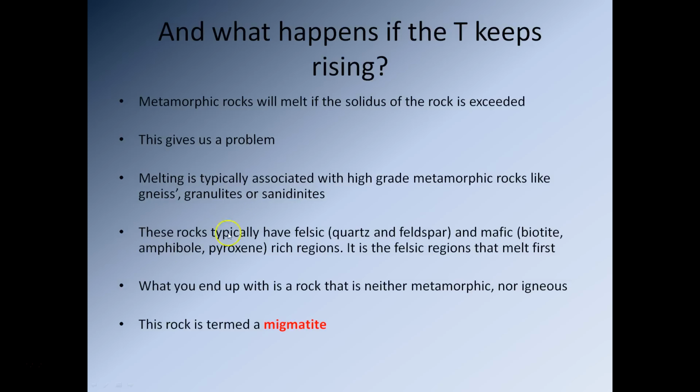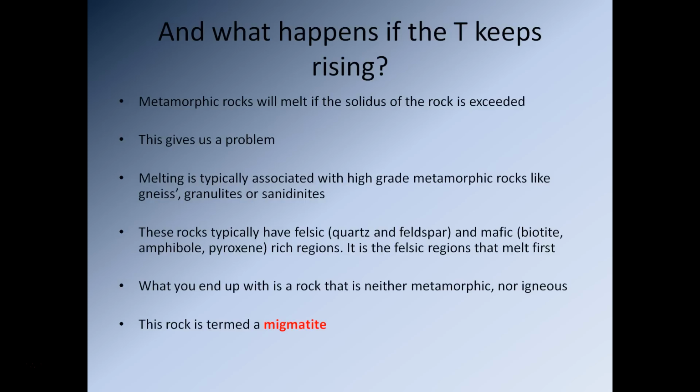These three types of rocks will typically have felsic regions, that's quartz and feldspar, and mafic-rich regions, that's amphibole and pyroxene, and the felsic regions will begin to melt first. So the minerals here, quartz and feldspar, have the lowest melting point, so when the temperature gets high enough, they will begin to melt first. And so what you end up with is a rock that's essentially partially melted. So it's partially igneous and also partially metamorphic. It kind of sits in this grey area between these two classes of rock.